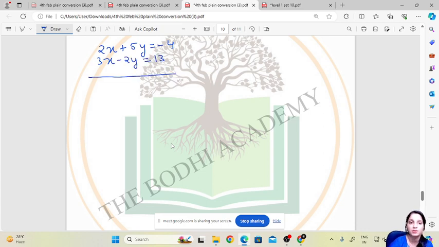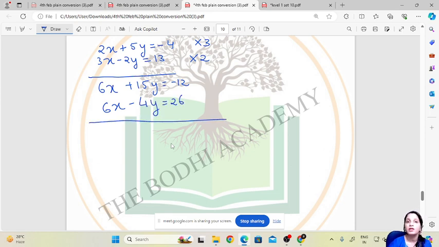So elimination method, we have to eliminate one term. I'll eliminate the x term, so multiply by 3 here and multiply by 2 here. So 3 2s are 6x plus 15y equal to minus 12. Here this will be 6x minus 4y equal to 26. Now when you make this term same, you have to change the sign. This will be minus, this will be plus, this will be minus.